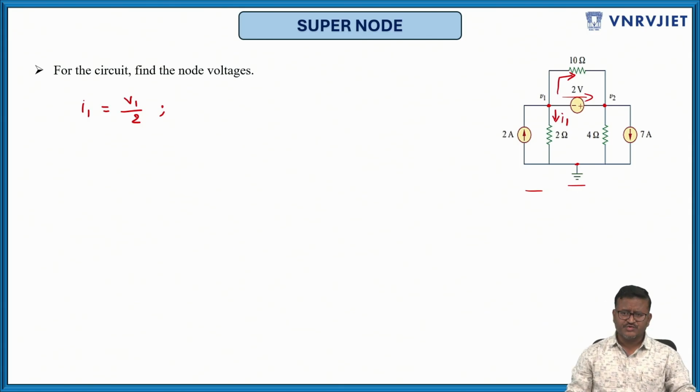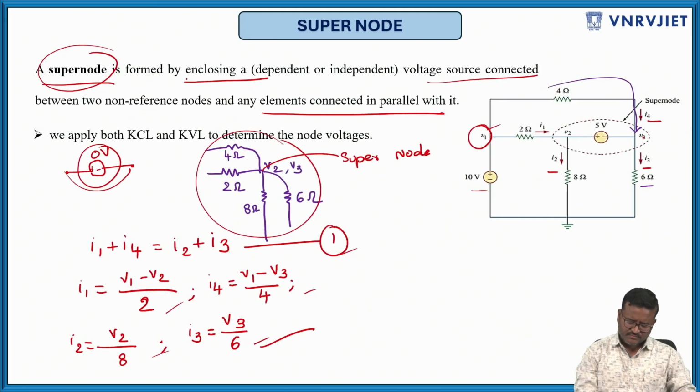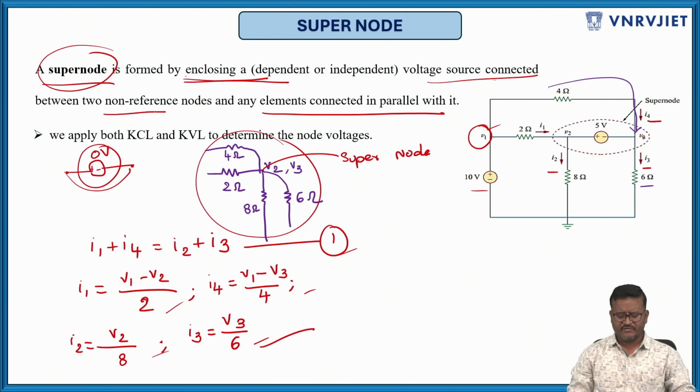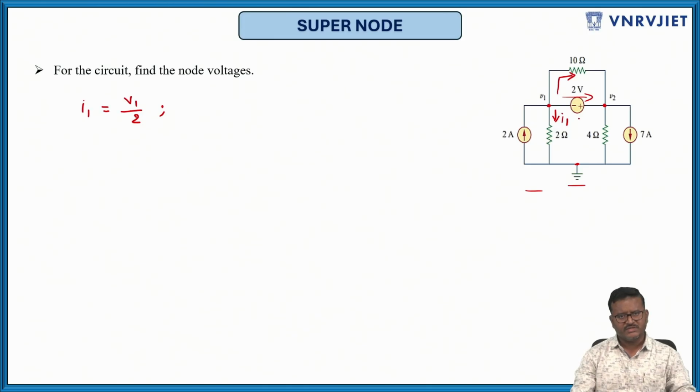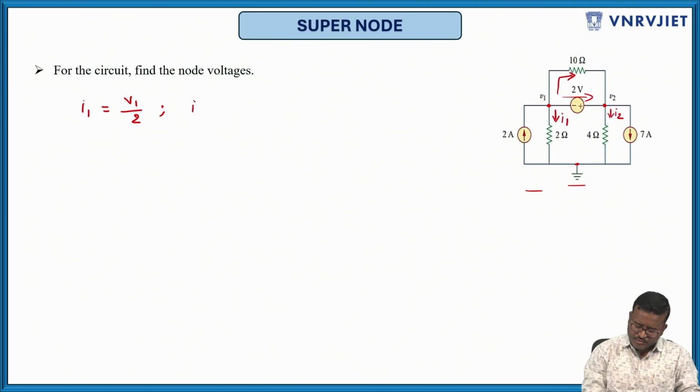But what is the supernode analysis? It is formed by enclosing the dependent or independent voltage sources connected between 2 non-reference nodes and any elements connected in parallel with it. So here, a voltage source and an element connected in parallel with it, you have to enclose them. And likewise for the V2 node also, you can't apply a KCL. So assume this current as I2. So I2 equals V2 by 4.